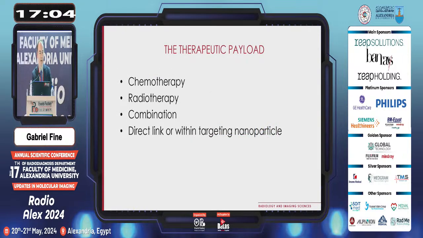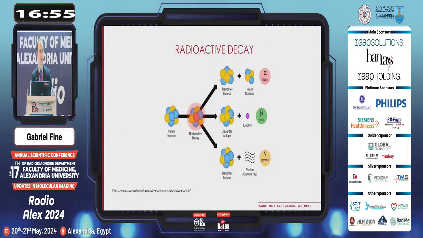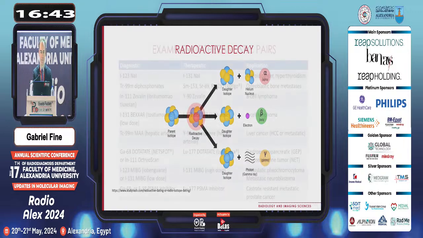The therapeutic payload can be a variety of things: chemotherapy, radiotherapy, a combination, a direct link, or within a targeting nanoparticle. Many of you are probably familiar with radioactive decay, but we take advantage of this, both for imaging with gamma and radioactive decay to beta or alpha particles for the therapeutic treatment.